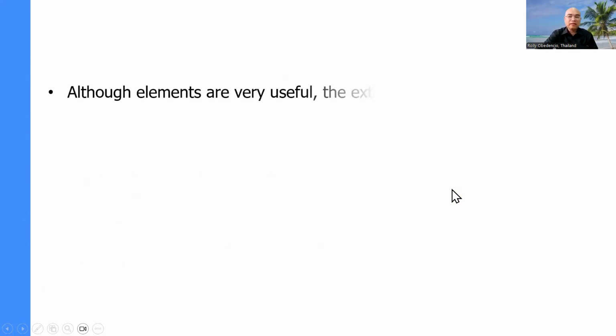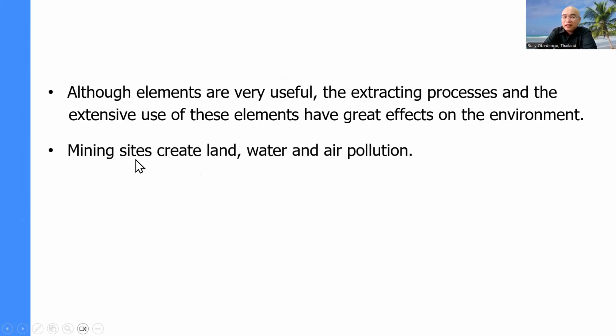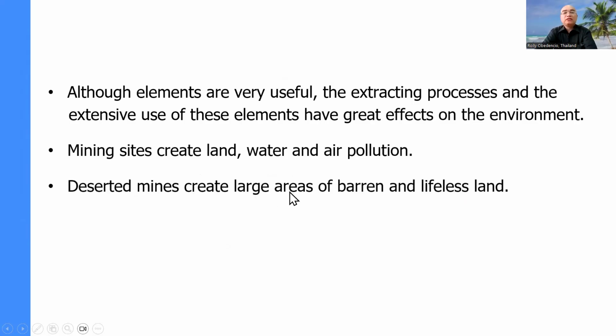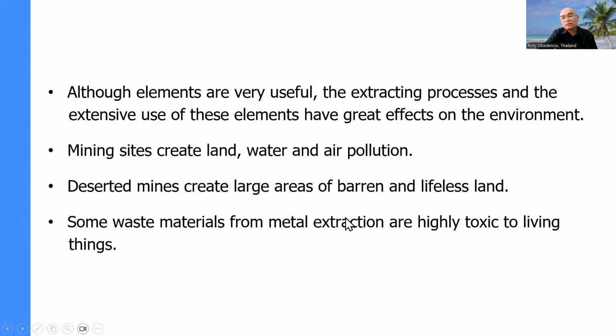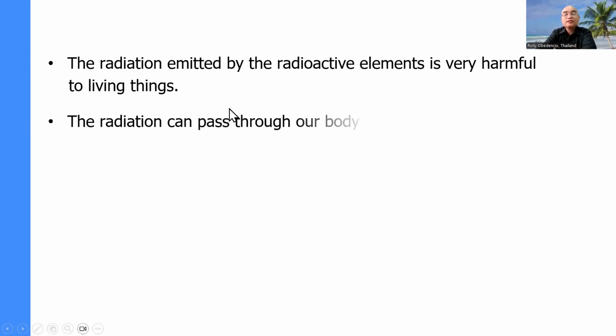So be careful. Although elements are very useful, the extracting processes and the extensive use of these elements have great effects on the environment. Like mining sites create land, water, and air pollution. Deserted mines create large areas of barren and lifeless land, and some waste materials from metal extraction are highly toxic to living things. The radiation emitted by the radioactive elements is very harmful to living things.